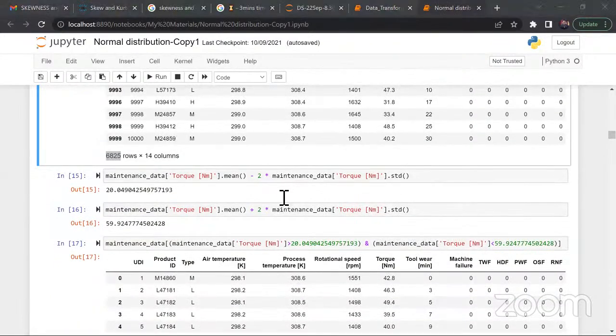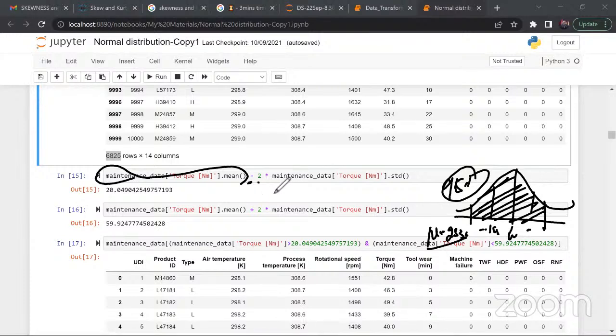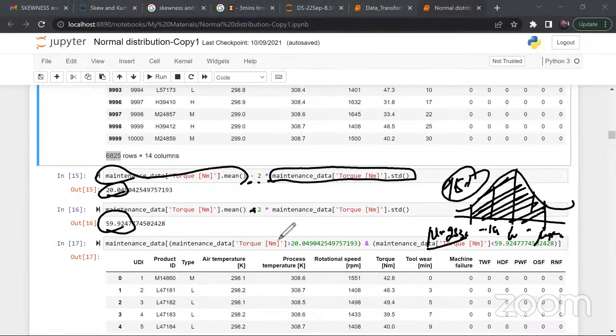2 standard deviation is again a bell curve. We got this mu, and 1 standard deviation, minus 1 and plus 1. Now within 2 standard deviation, I expect 95% of the total values to fall. What is the 2 standard deviation range? Mu minus 2 standard deviation: mean minus 2 multiplied by standard deviation gives 20.09. Mean plus 2 standard deviation gives 59.99.